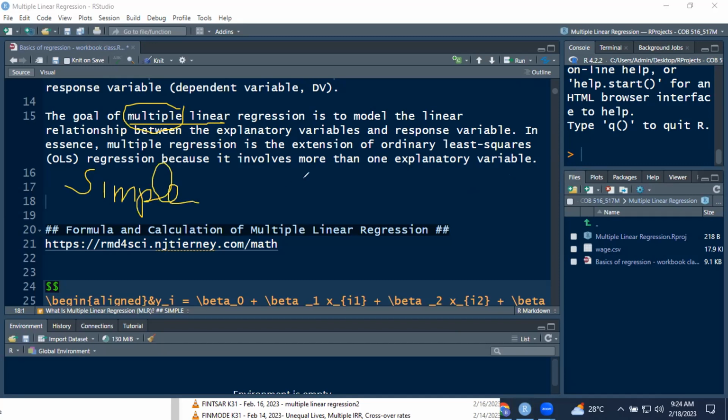Simple linear regression. Let me see if I can use my, this was not working yesterday. I hope it's working today. Good. Okay, okay, it's good. It's working.